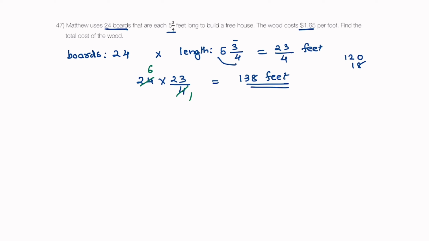Now we need to find the total cost, and we know the cost per foot is 1.65. So we are going to find the total cost, and for that we simply have to multiply the total length that we got from here times $1.65, and the calculations are here. 138 times 165. As I always do, I treat them without decimal points, and then at the end I put my decimal point.